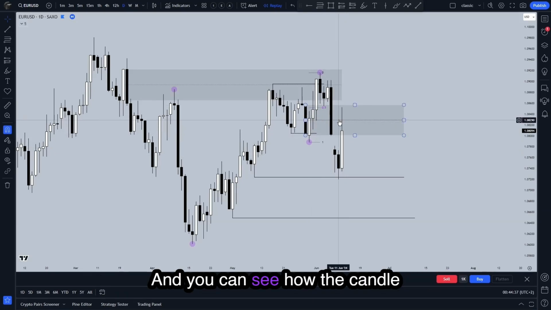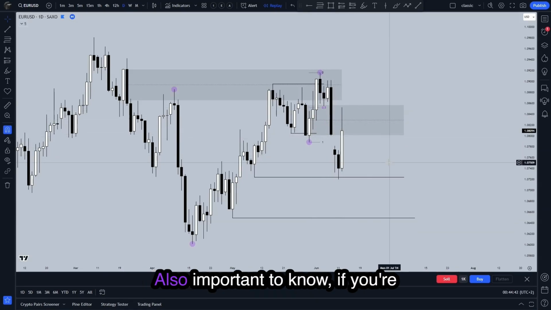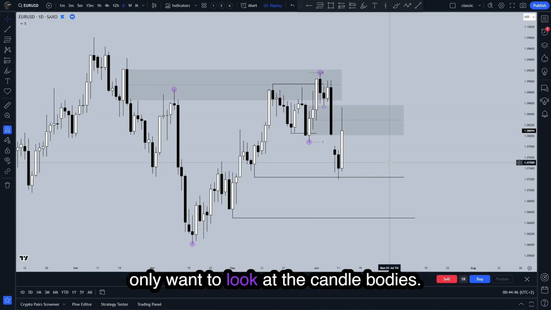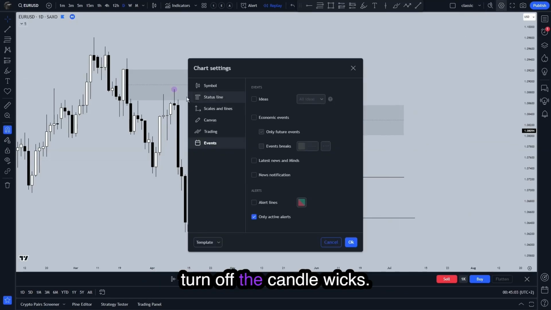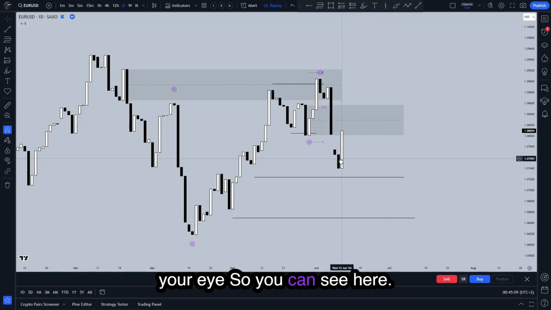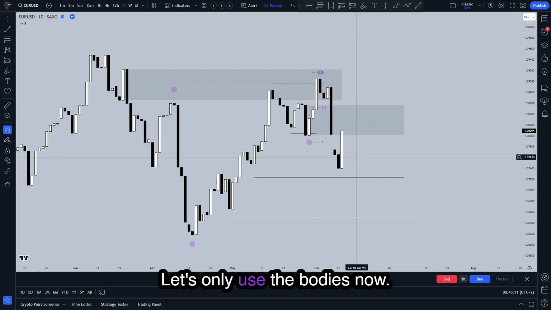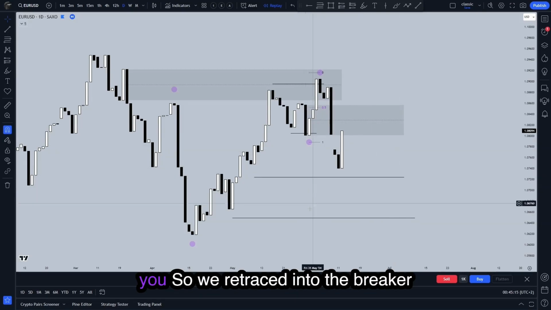And you can see how the candle bodies are respecting the breaker. Also important to know, if you're defining order flow, you only want to look at the candle bodies. You don't want to look at the wicks. If you want, you can also turn off the candle wicks to make it look more obvious to your eye. So you can see here, let's only use the bodies now. Maybe it will be easier for some of you.